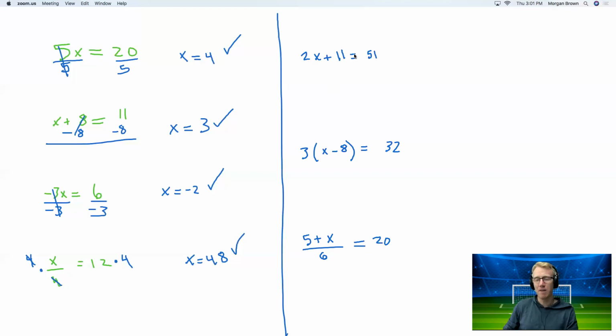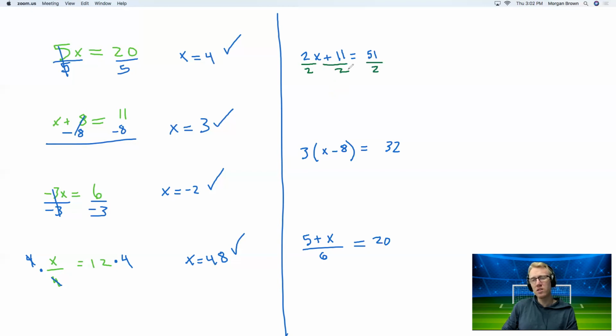So two-step problems, I have to work backwards. Do I divide by 2 first, or do I subtract 11 first? This is a decision everybody has to make. Now, the golden rule says whatever you do to one side, you have to do to the other side. So if you divide by 2, you can't just divide by 2 here. You have to divide everything by 2.